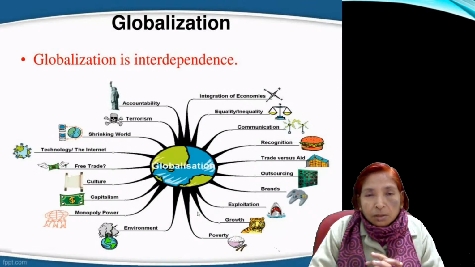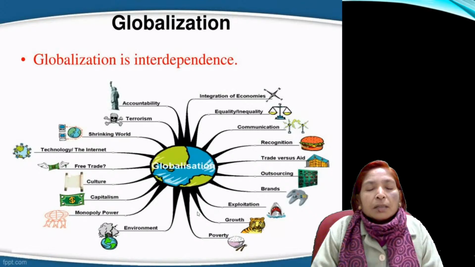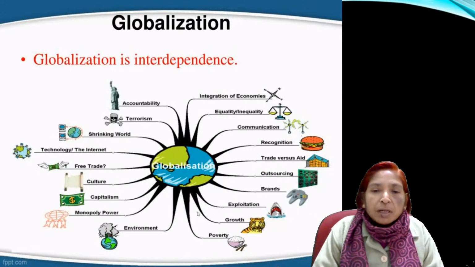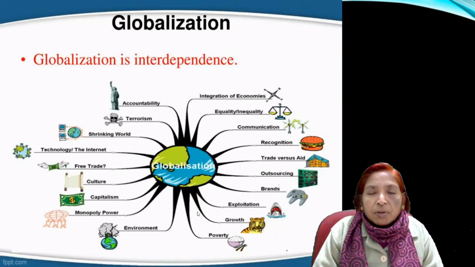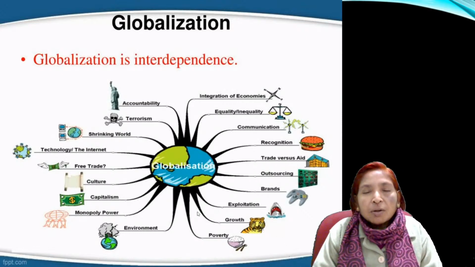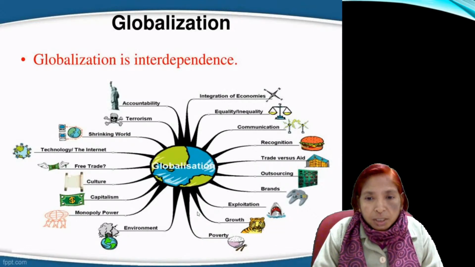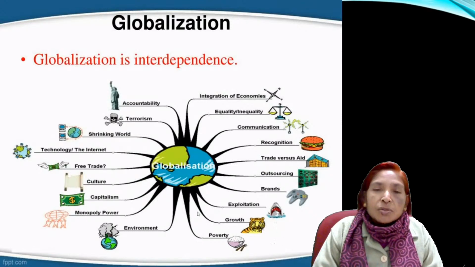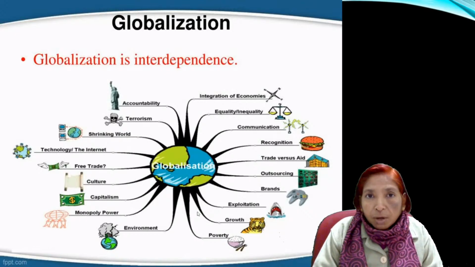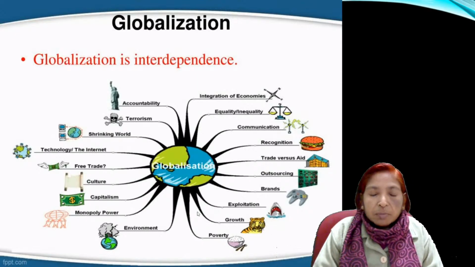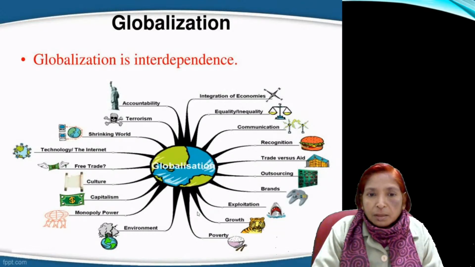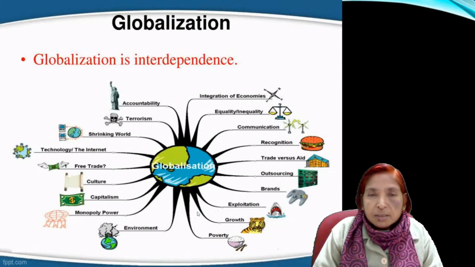They are not fully independent. They are interdependent on each and every country for various things like equality, inequality, communication system. If we want to improve our communication system, then we must depend on developed countries, and to get recognition, and trade versus aid, outsourcing. This outsourcing also can be possible with the help of globalization. And brand loyalty: if you want to improve your brand loyalty not only in your domestic country but all over the world, then international businesses are also dependent on the globalization system.